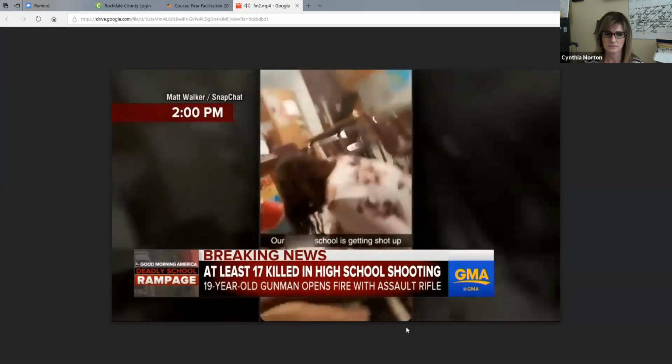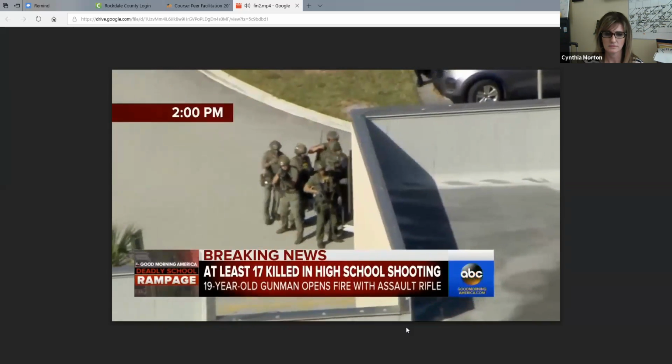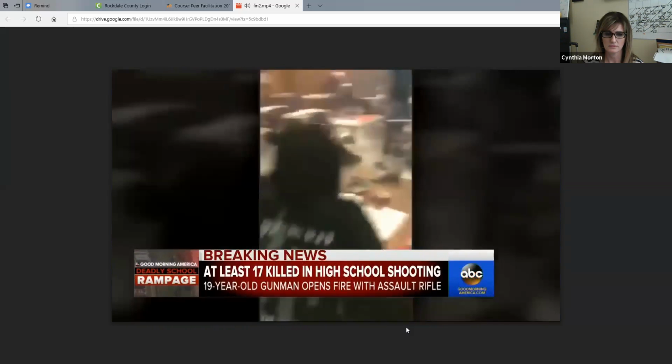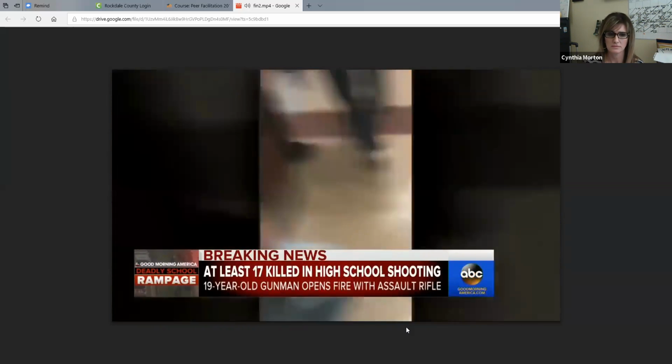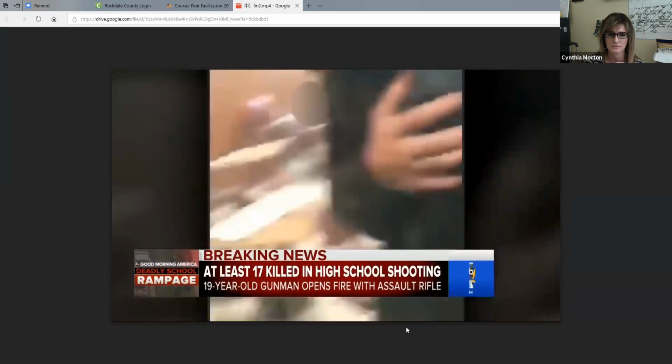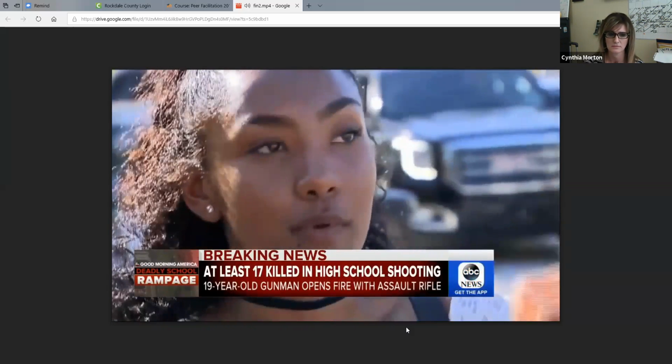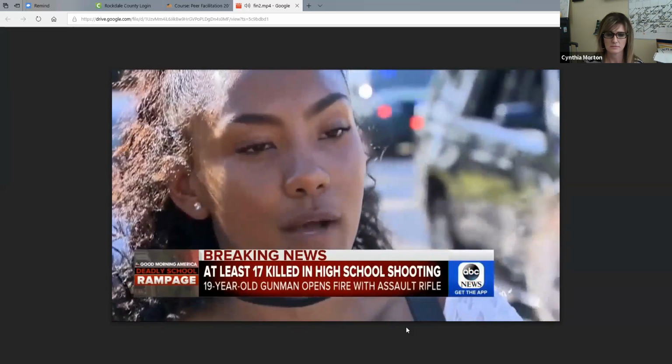At 2 in the afternoon, gunshots ring out in this South Florida high school. Terrified students hiding in classrooms during the gunman's rampage. As soon as the fire drill got pulled, kids were evacuating, I heard five cops.